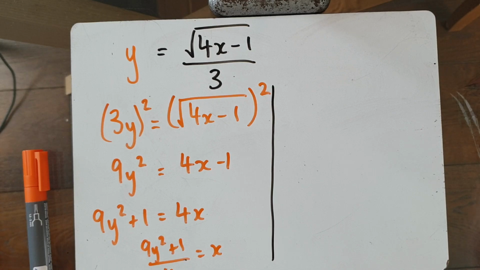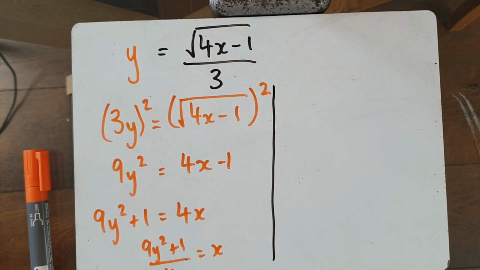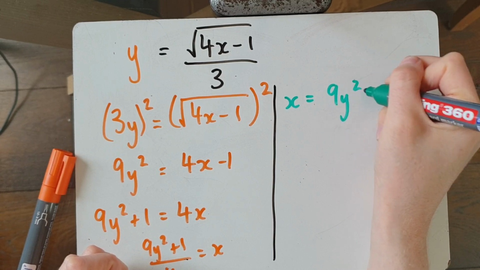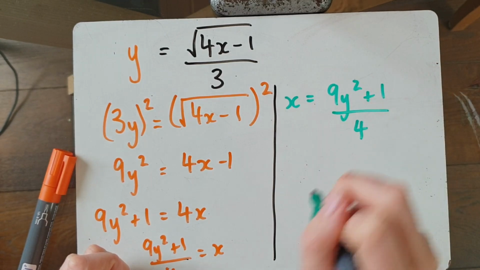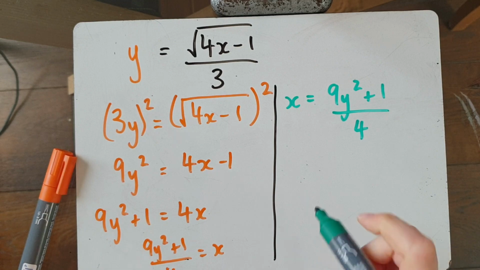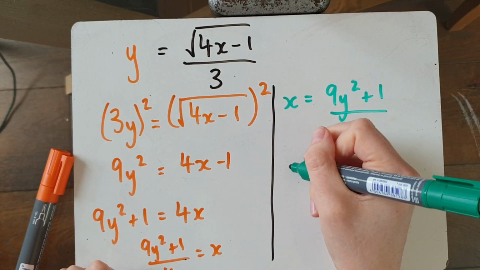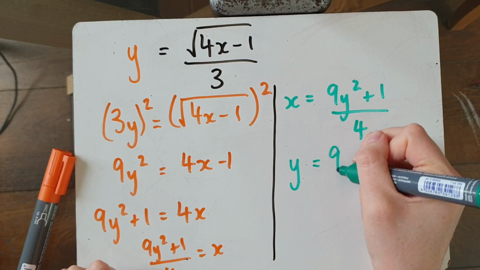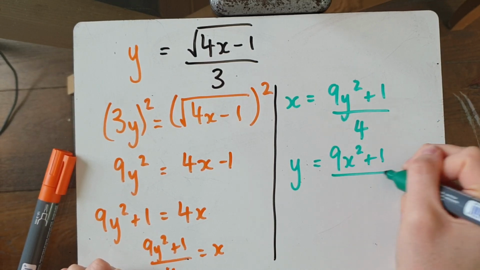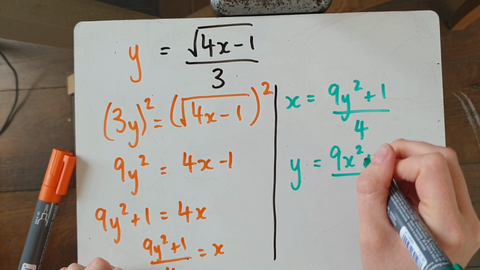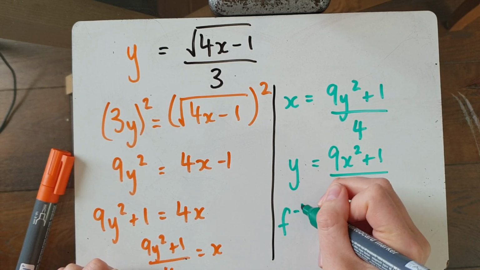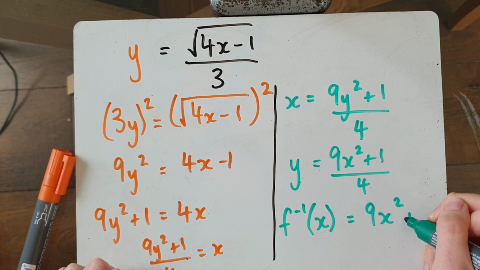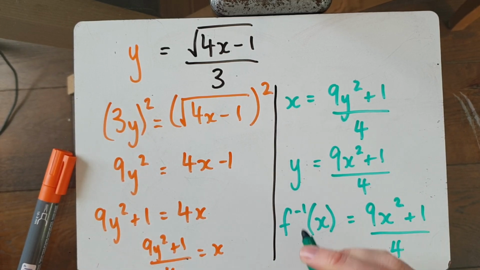However, like before, that is a function in y. So we've got that x equals 9y squared plus 1 over 4. What I need to do now is relabel them. I'm going to call x y, and I'm going to call y x. So now my function is in terms of x. So I can say that f inverse of x is 9x squared plus 1 over 4.